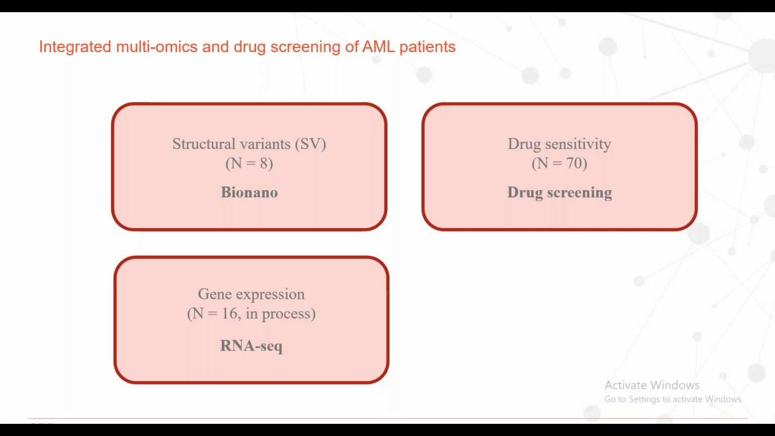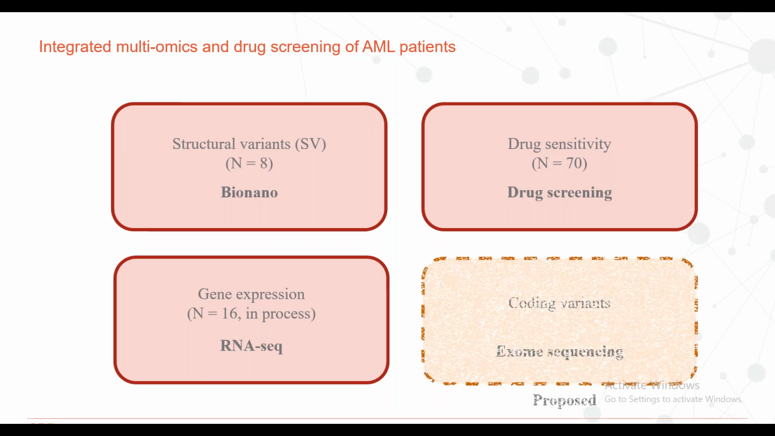But as Ben mentioned earlier, for the structural variants, we have so far assayed 8 patients using the Bionano mapping technology. For the drug sensitivity, we have an almost complete data set. And for gene expression, which is currently in the pipeline, samples are being sequenced, but so far we have data from 16 patients coming up. We're also thinking about looking into coding variants by exome sequencing, but that's something we are looking at right now.